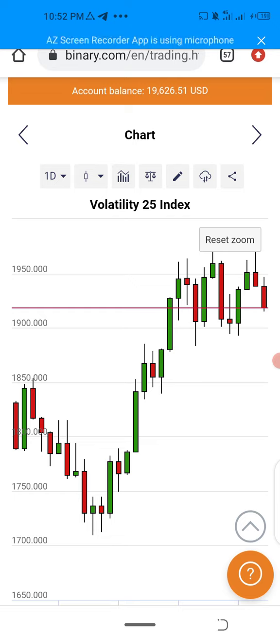Note, trading is risky. Anything you're doing right now, I'm just giving you information about trading. So taking this information, you accept the risks, and anything that follows depends on you.